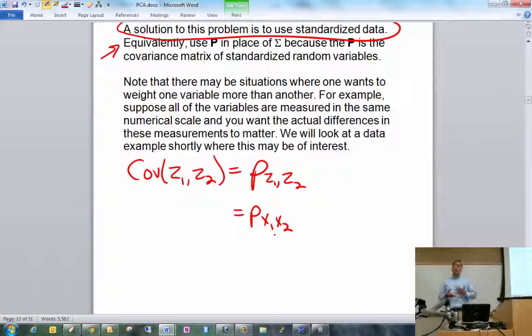So if we think of it in terms of just working with our original variables, unstandardized, in using the correlation matrix, that's essentially then equivalent to using the covariance matrix with standardized variables. Okay? Again, once we get to a data example, I think that will help too. But this is the equivalence here.